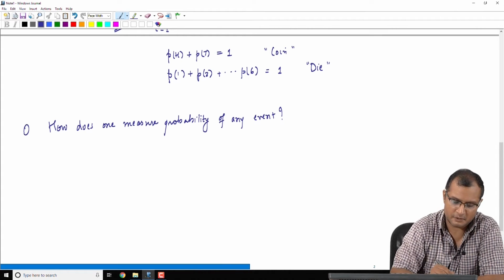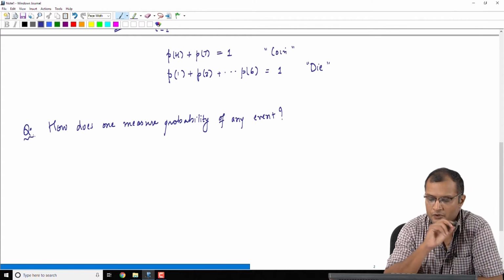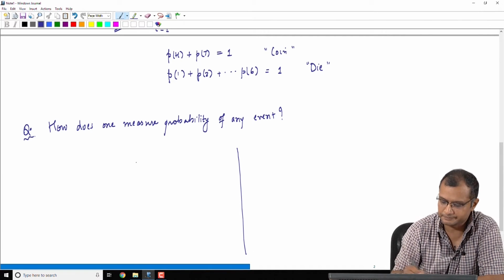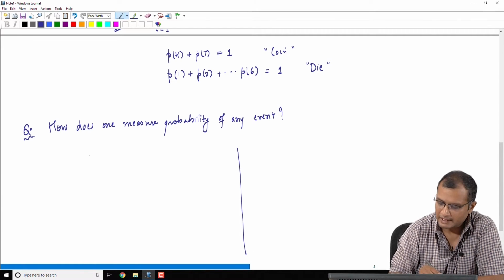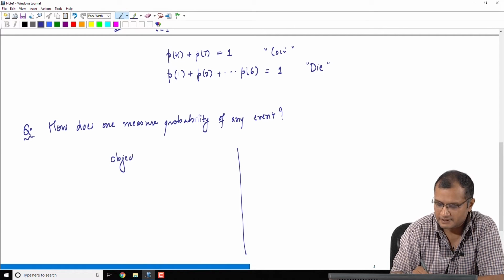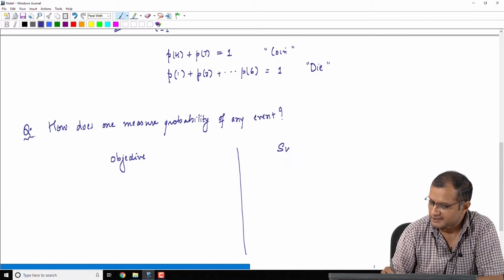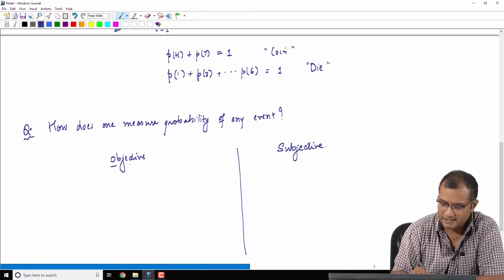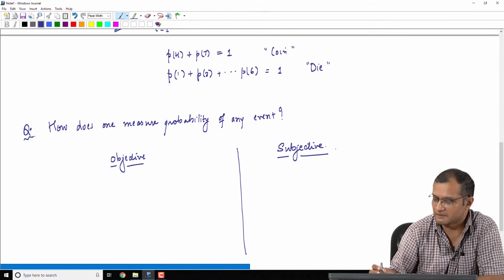Okay. So, this is the question. How do you measure? Well, there are two ways to measure the probability of any event, and just by the difference in the nature in which they are measured, I call them the objective method and the subjective method. I will give an example. What is the meaning of objective and subjective?